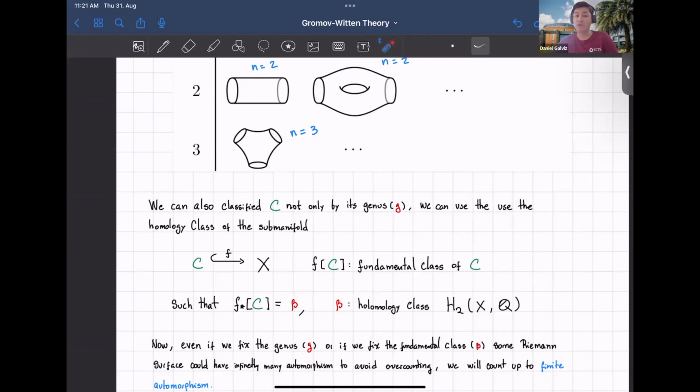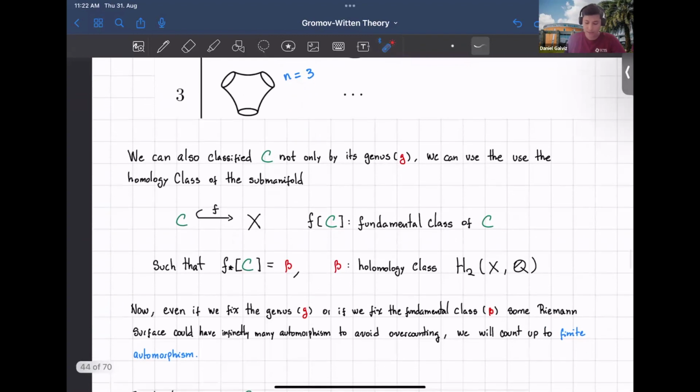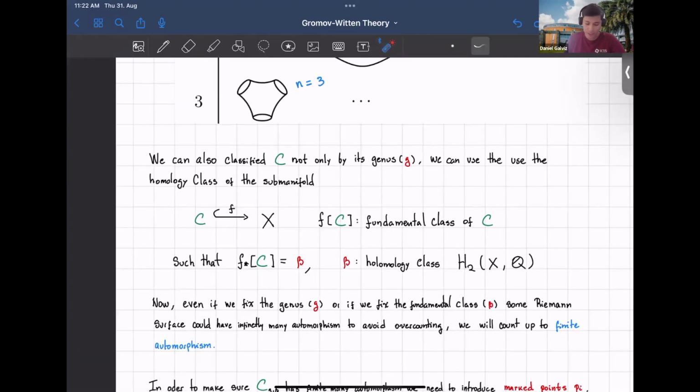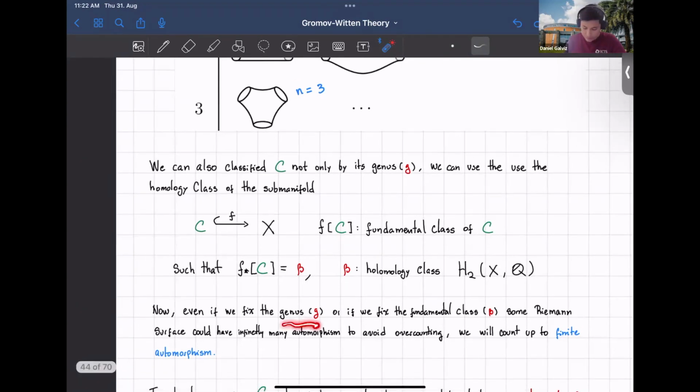So what this is doing is just giving an embedding of C, because it's not just whatever Riemann surface that you have, right? You also need the embedding, because this has to be inside our Calabi-Yau manifold. So we need to consider this embedding, and this topological information will be given by this push forward to the homology class in H2.